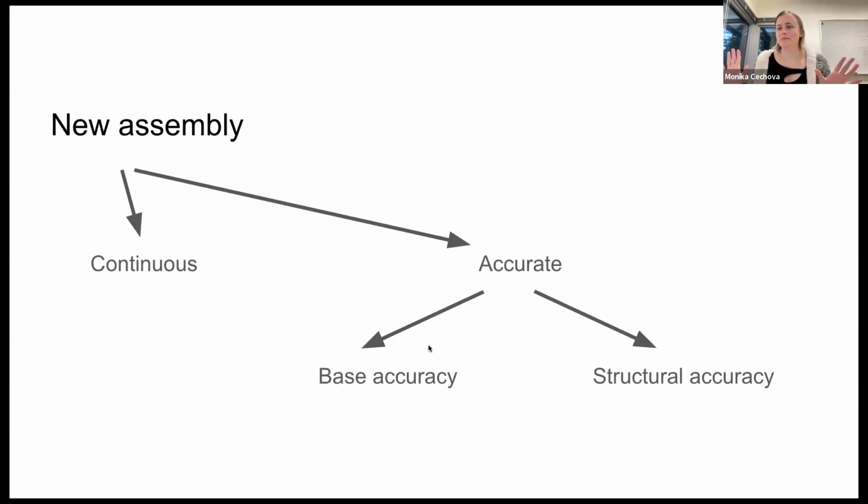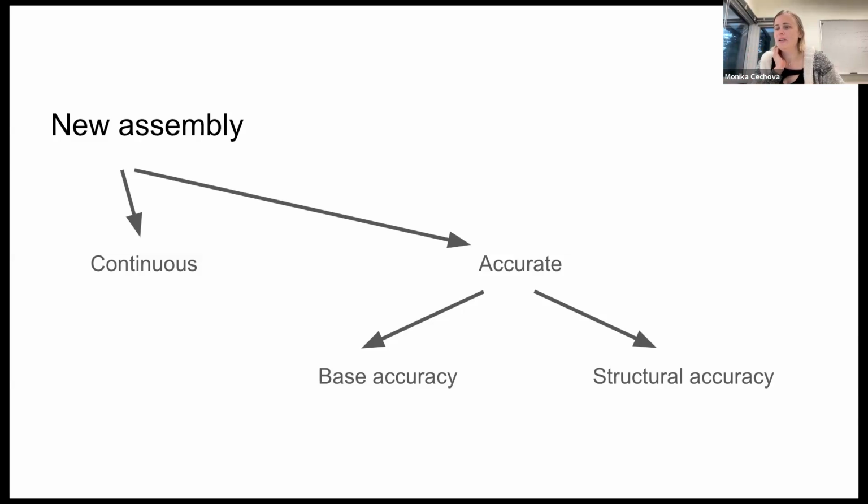Okay, so we generated an assembly and now let's QC it. Let's see how good that assembly is. In order to do that, you will typically start with two questions. The first one is, how contiguous is your assembly? How many pieces is each chromosome broken into? And the second is how accurate it is.